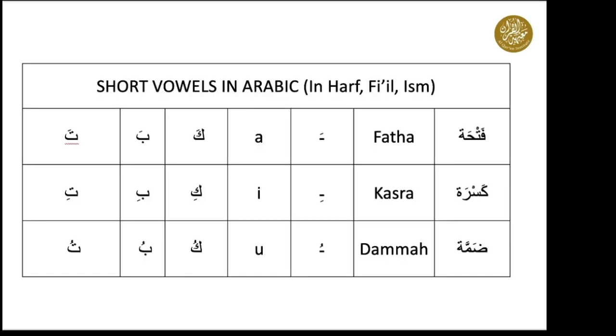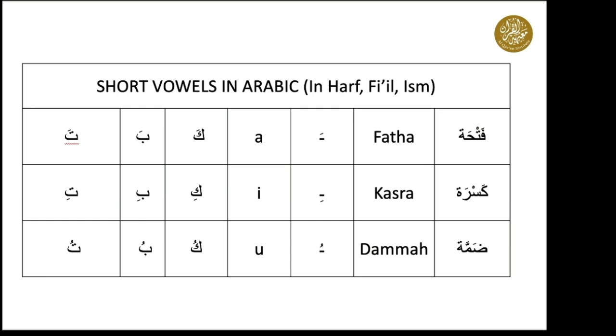Okay, let's start. First, we shall talk about short vowels. There are just 6 vowels in Arabic: 3 short vowels, a, e, u, and 3 long vowels, a, e, and u. Short vowels in Arabic are used in all 3 types of words, or in Arabic they are called kalima. The words are harf, fi'l, and ism. In English we have 5 vowels, a, e, i, o, u. But in Arabic we have 6 vowels, 3 short vowels and 3 long vowels.